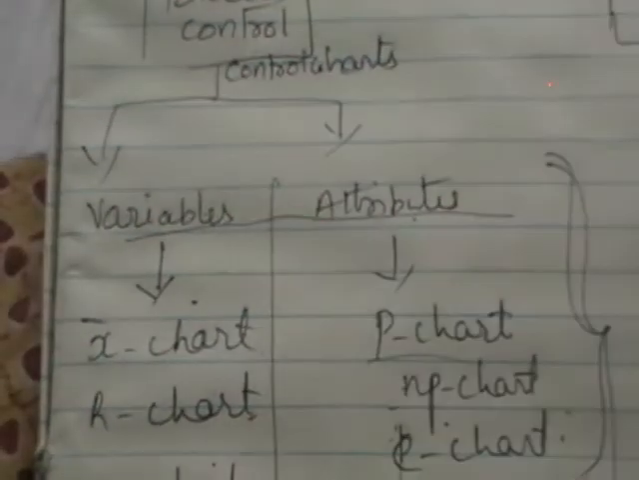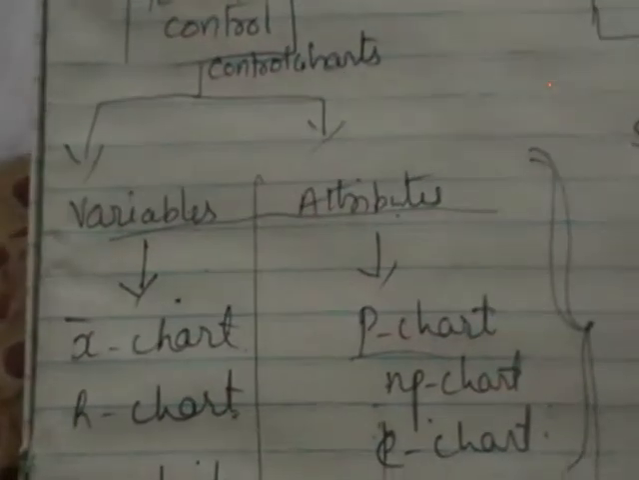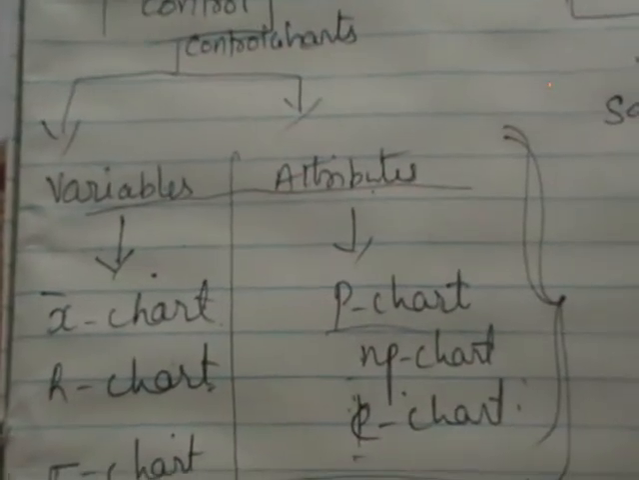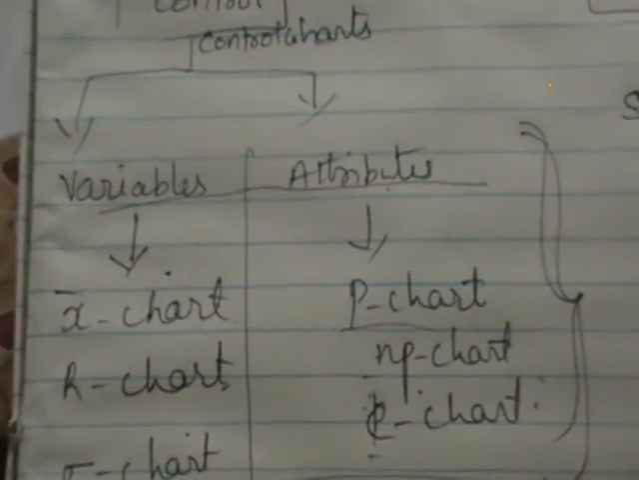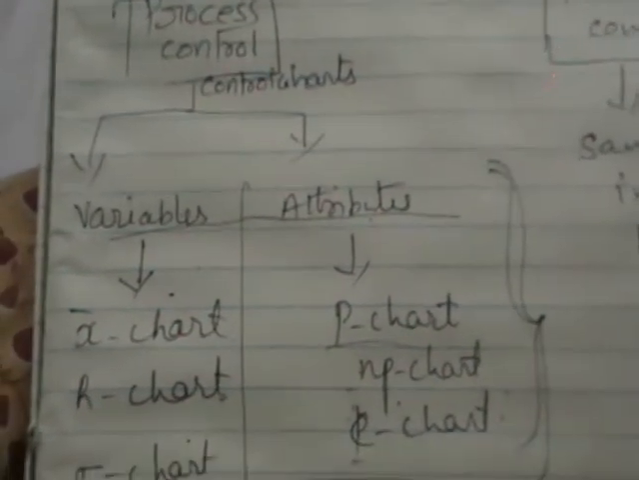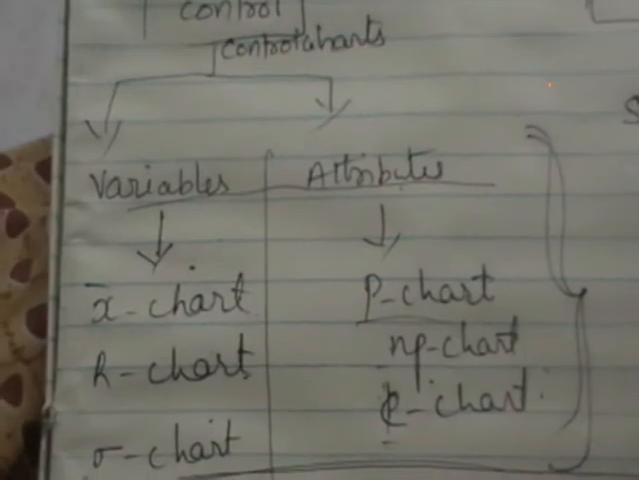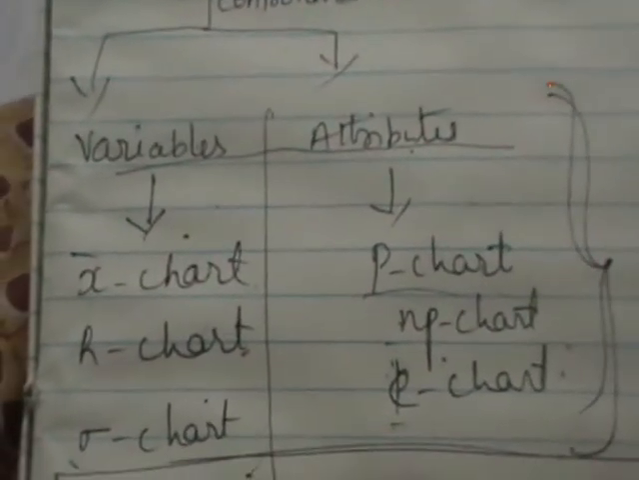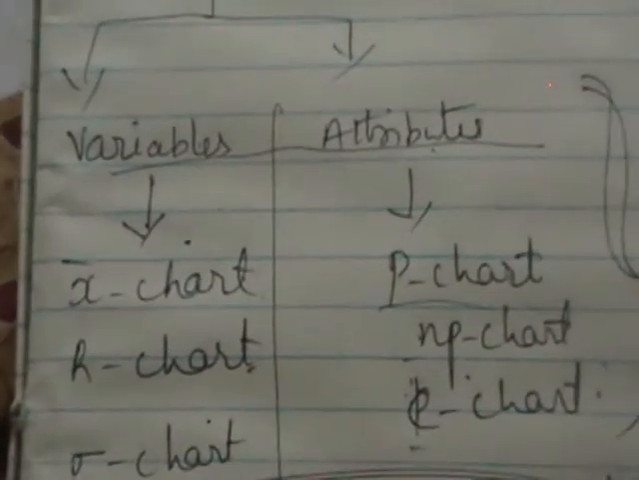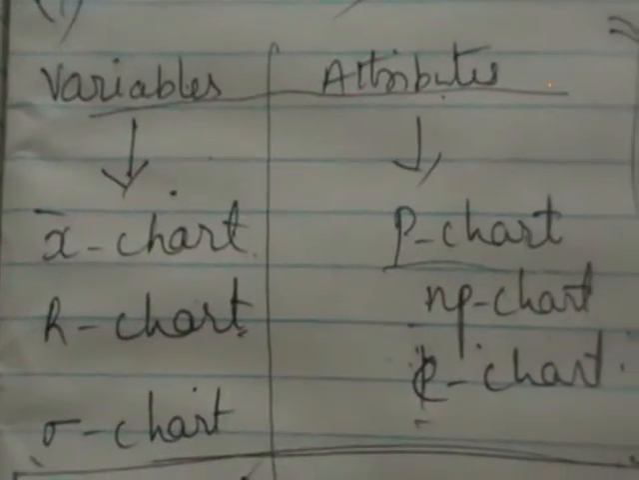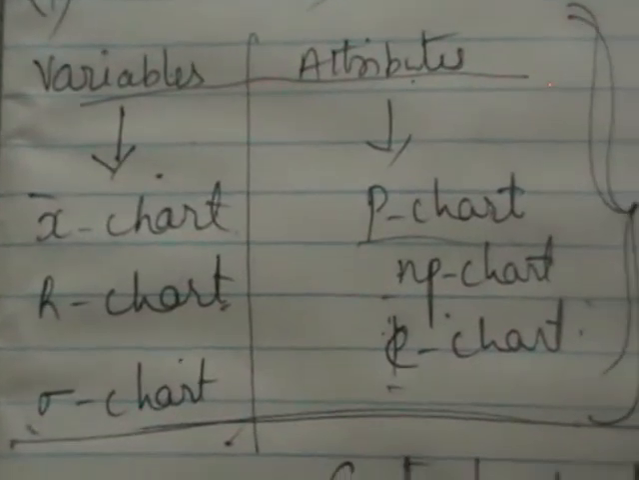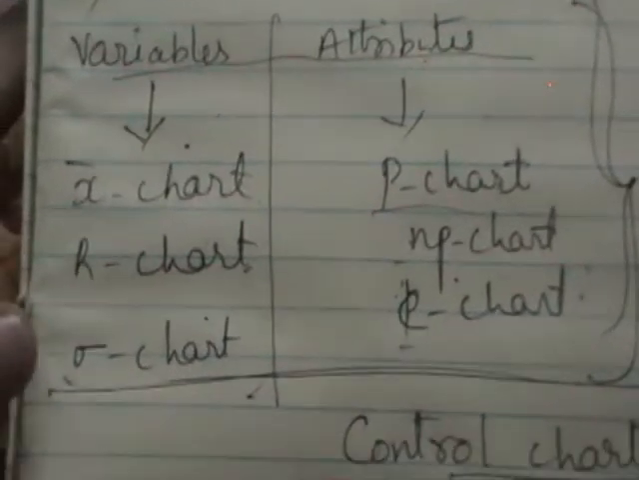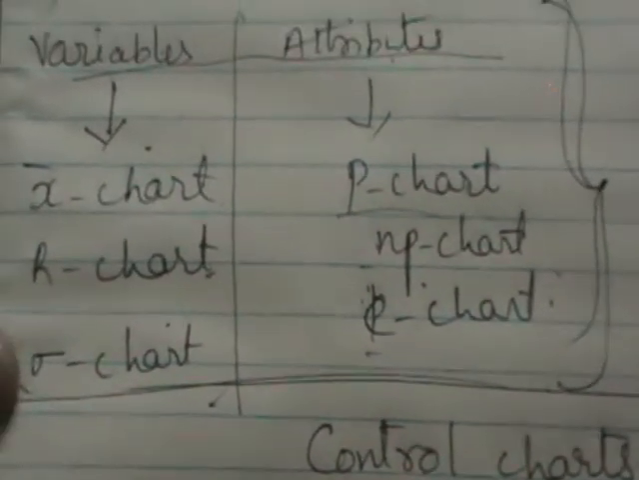So as we discussed, the tools of SQC are either process control or product control or both. How can you achieve process control? Process control can be achieved by control charts. Again, the control charts are of two types: control charts for variables and control charts for attributes. Under control charts for variables, we are going to discuss the X bar chart, R chart and sigma chart, which is nothing but the standard deviation chart.